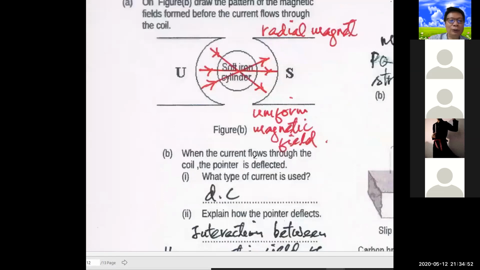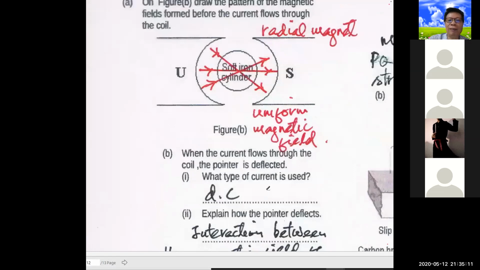When the current flows through the coil, the pointer deflects, what type of current? So it's DC. Okay, DC. Because the pointer turns in one direction only. Must be DC. If AC, it will turn up, down like that. Cannot. Okay, it must be DC.